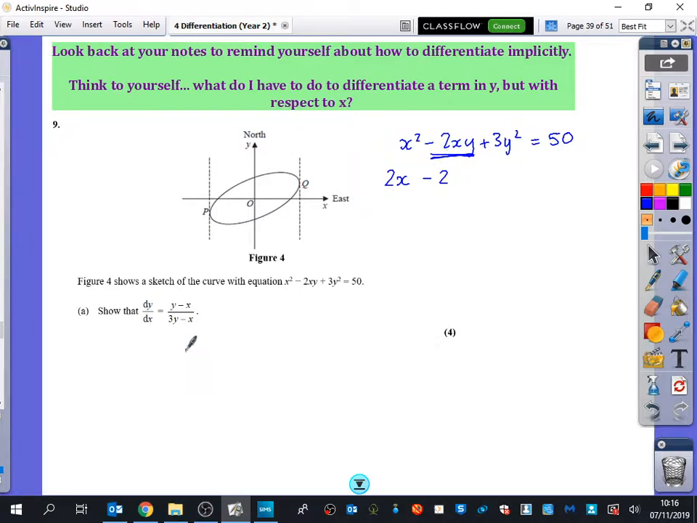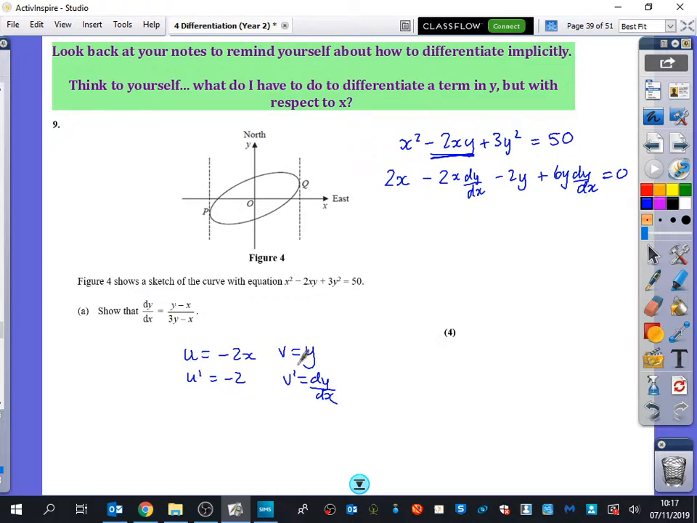Why don't we use that u is minus 2x and v is y. So u dash is minus 2 and v dash is dy by dx. Oh no, you did say that right. Yeah, sorry, took the minus 2 out. Okay, so we get minus 2x dy by dx minus 2y plus 6y dy by dx equals 0. Good, to make sure it doesn't equal 50. Sometimes people have that as 50.